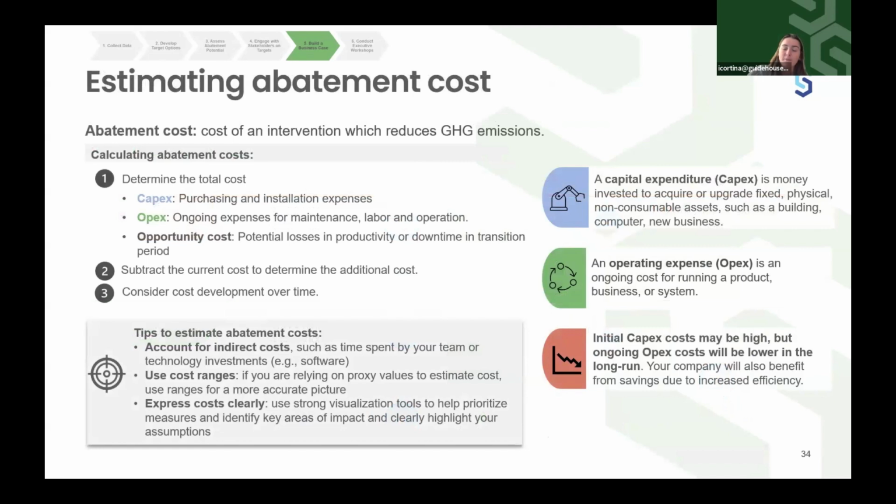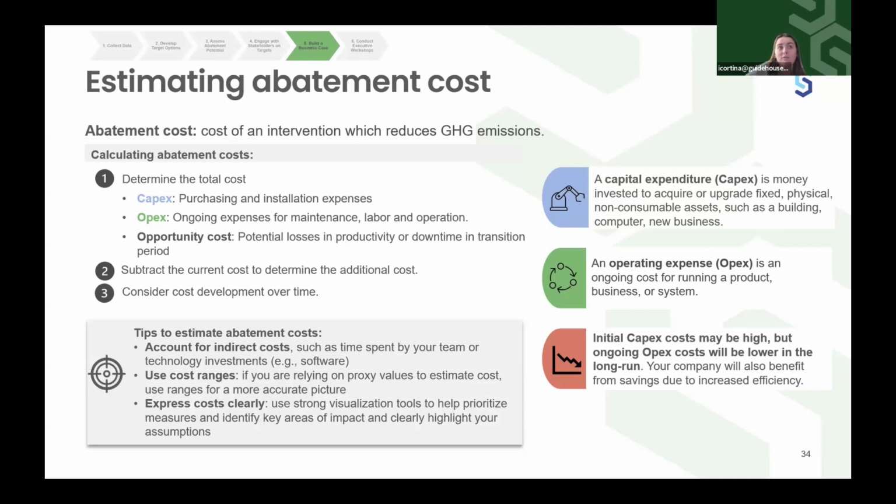When you look at emission reduction possibility, you also absolutely need to consider the abatement costs. Abatement costs are really what it costs to achieve the emission reductions that you need, and you can calculate your abatement cost in a few small steps. The first is to determine the total cost. First, you might want to think about CapEx. What are the total costs of purchasing and installing the solutions that you are leveraging to reduce your emission?